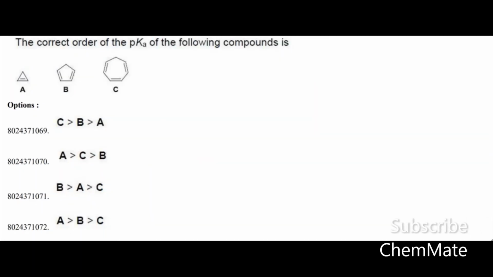Question: the correct order of pKa of the following compounds. So guys, here are the three compounds. This is a very easy question. This is cyclopropene, this is cyclopentadiene, cycloheptatriene. Now here we have to notice that they want the correct order of pKa value, not the acidity. The order of acidity is the reverse of the order of pKa, because the higher the acidity, the lower the pKa value, and the weaker the acid, the higher the pKa value.